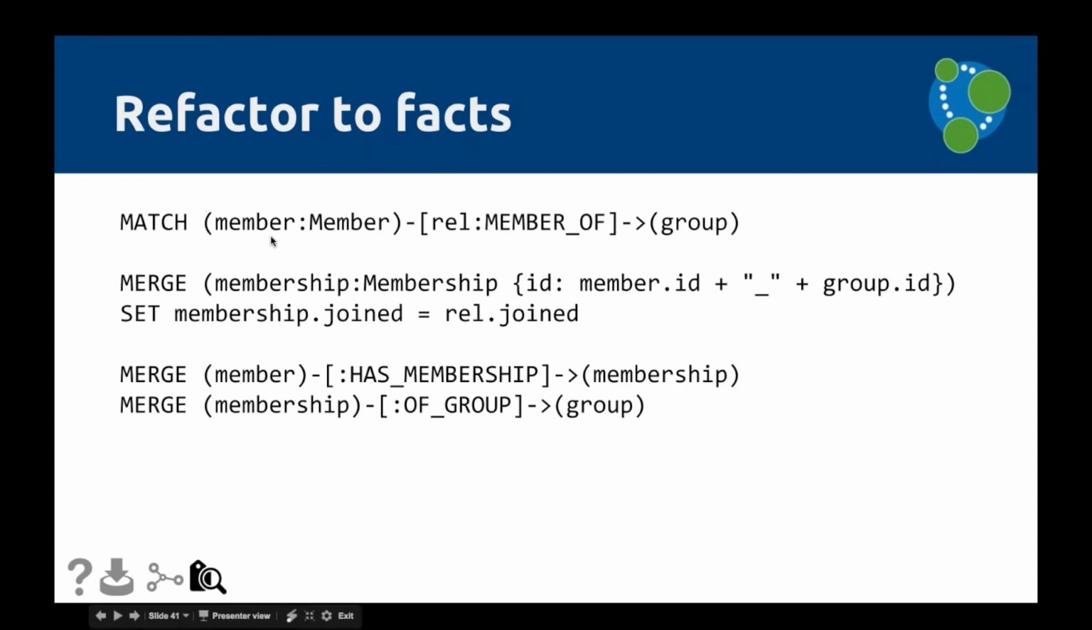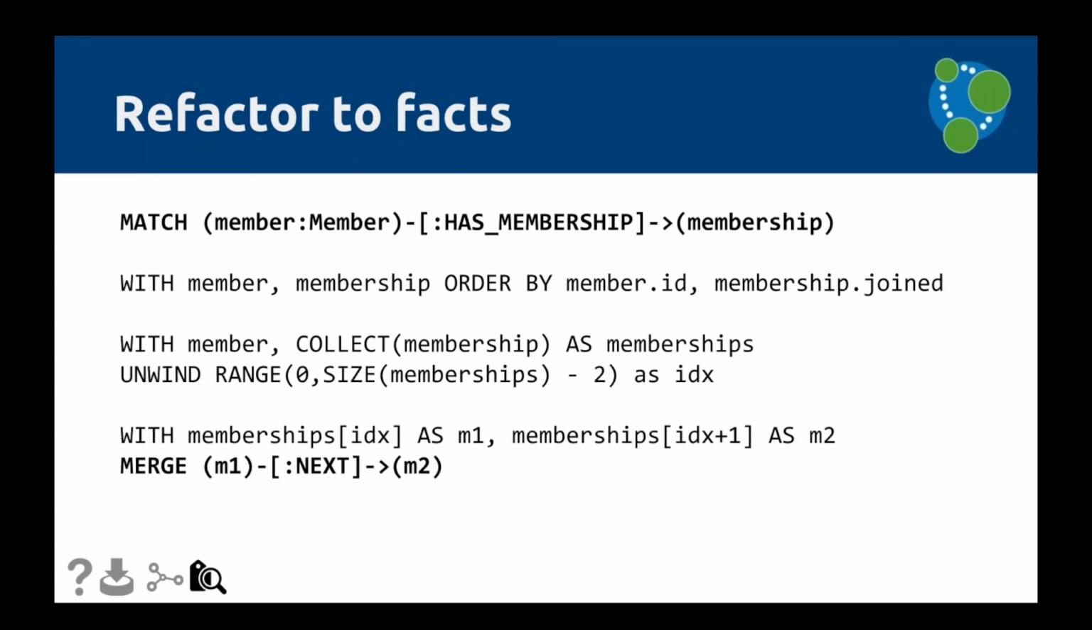But what we're doing is find members who are members of a group, create a membership node, and we're going to use the combination of member ID and group ID as our key for the membership. So we'll create the membership, and then we'll join it. So we're joining that little triangle. So we go member into has a membership, and membership is of a group. So now we've got that created. And the next thing we want to do is find what is your next membership after this one. So we want to create a relationship between the memberships that a user has.